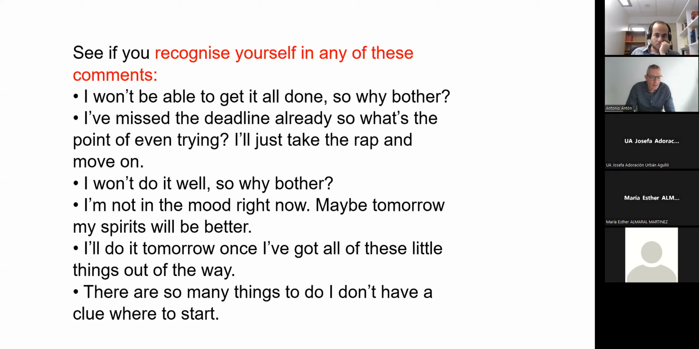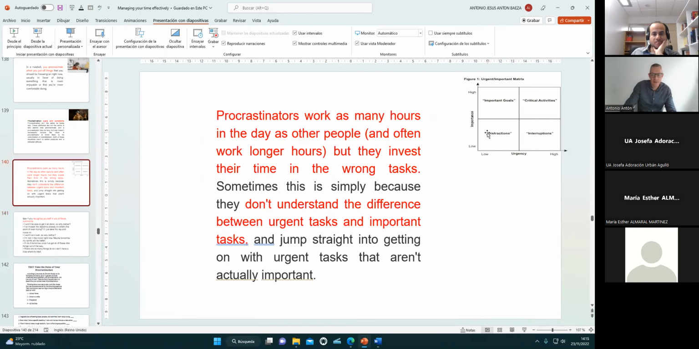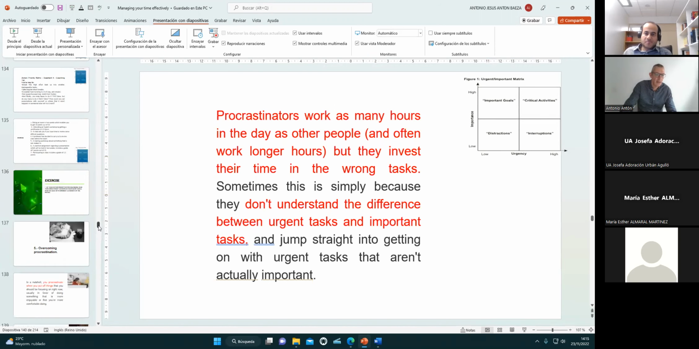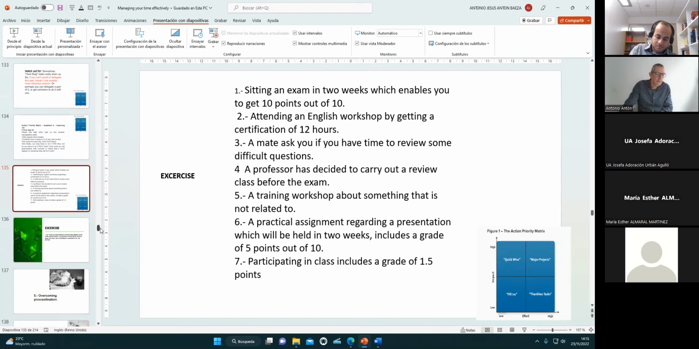And when you say, "There are so many things to do, I don't have a clue where to start," the same applies. Perhaps you are not very well aware of how to use the action priority matrix or the urgency-importance matrix. Both of them tell me that I can control it.